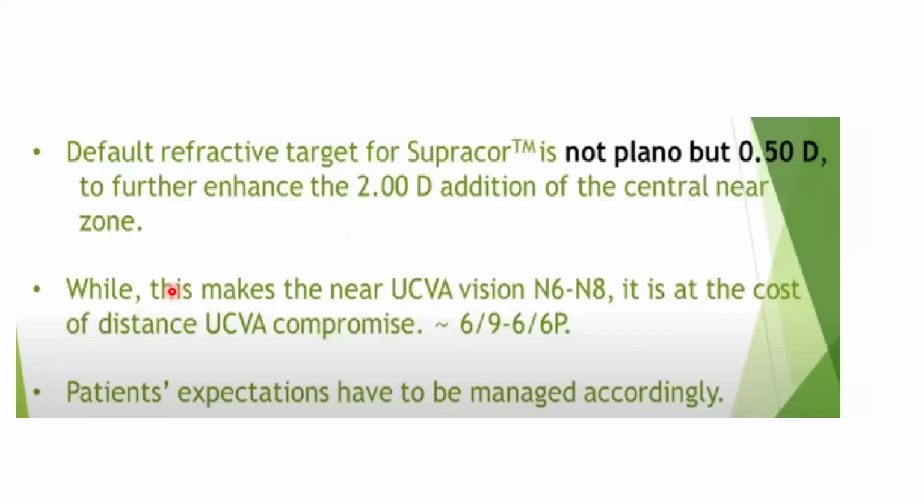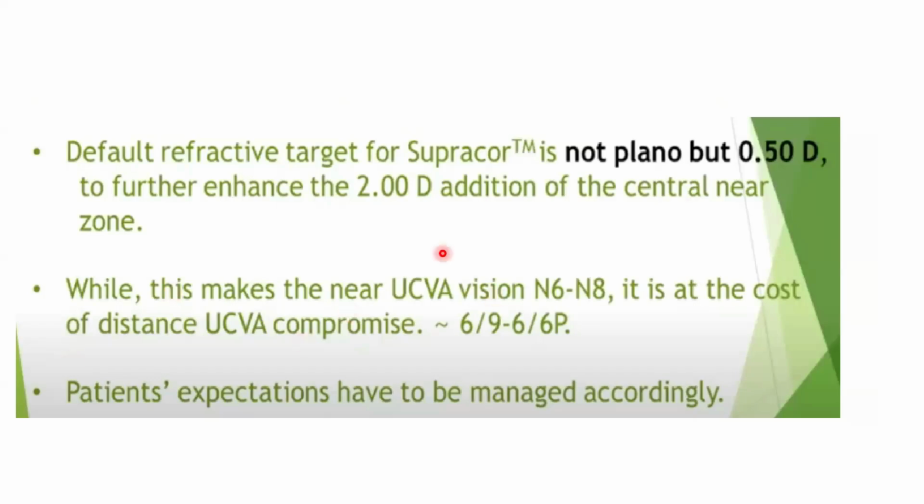Now coming to the treatment planning and the targets for Supracore. By default, the refractive target for Supracore is not plano but minus 0.5 diopters, to further enhance the 2 diopter addition of the central near zone. So for distance also we are not aiming for plano. We are aiming for minus 0.5 for distance as well, and the near add we are inducing is 2 diopters. So eventually it becomes around 2.5 diopters.